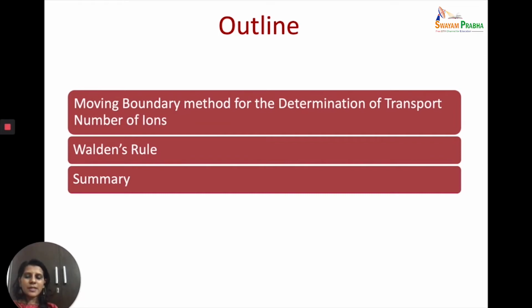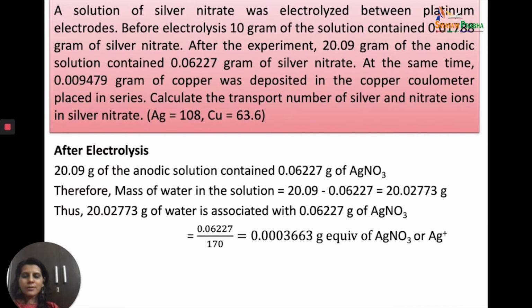Now in today's class, we will be taking a look at two numericals of Hittorf's method so that we can recall and revise what is Hittorf's method, because it's a little complicated method and our understanding should be very clear while working on the Hittorf's method during numericals. So we'll take a relook at two numericals of Hittorf's method, followed by a look at the moving boundary method for the determination of transport number and Walden's rule. So let's start with the course.